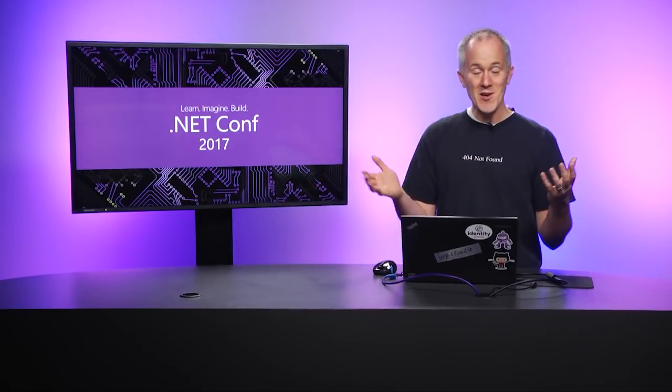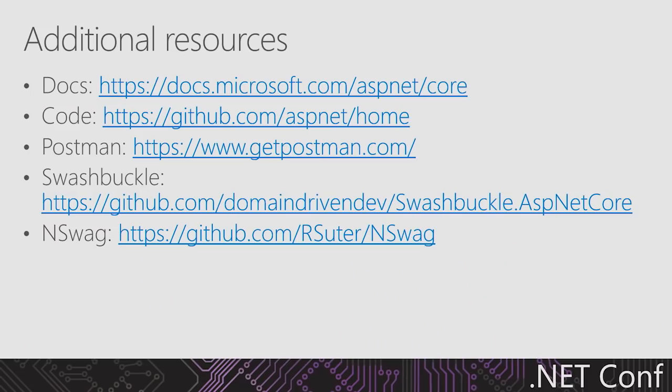All right, cool. So thank you everyone for following along today. I hope you enjoyed learning about building web APIs with ASP.NET Core. Here's a bunch of additional resources you can look at to learn more. Check out our docs and of course our source code on GitHub. I used Postman today. If you want to learn about generating OpenAPI specs for your APIs, check out Swashbuckle.